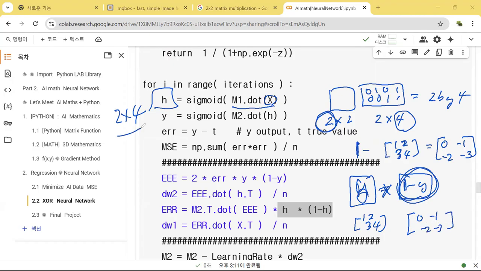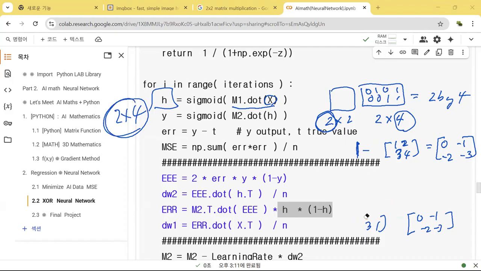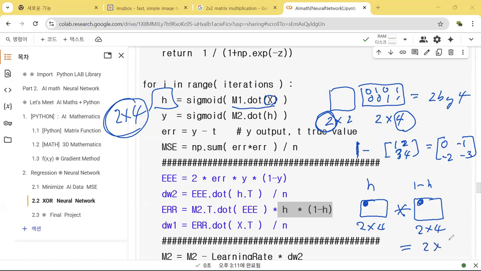Okay. Now H is a 2 by 4 matrix. H is 2 by 4, and then 1 minus H is also 2 by 4. And that is a multiplication, not a dot product. Multiplication is term by term, by the same position, just multiply this one. So the result is a 2 by 4 matrix. So the shape of this one is a 2 by 4 matrix.